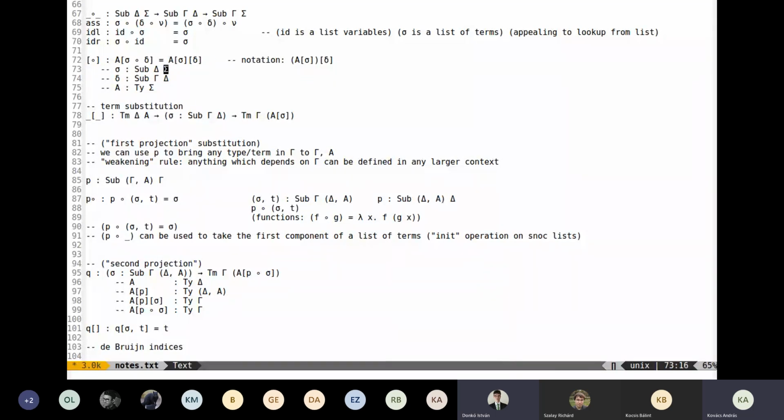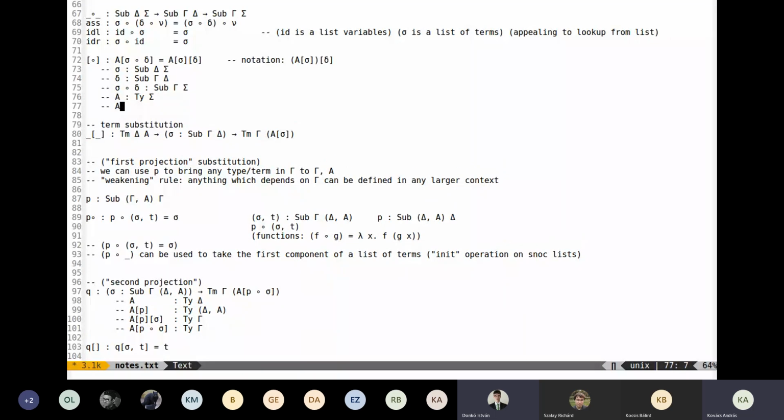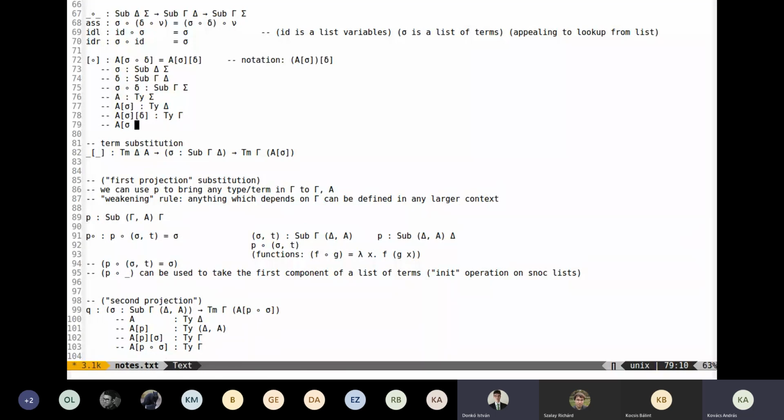which is the same as what would happen with functions. If we have function composition, then there is something which goes from B to C, and then something which goes from A to B, and then we get something which goes from A to C. So if we have this, then the composite goes from gamma to sigma. And if A is in sigma, then A sigma is in delta. Is that correct? Yes? Yes. And A sigma delta is in gamma. And likewise, A of sigma delta is also in gamma.